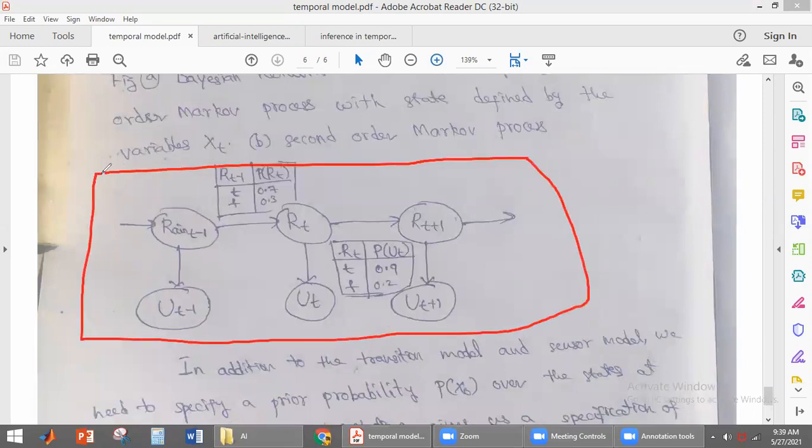Okay. So you have to remember these figures. These are very simple figures. See that U is the evidence variable now. R is the state variable. R represents rain. U represents umbrella. So whenever you see an umbrella, what does that indicate? There is rain on that day.